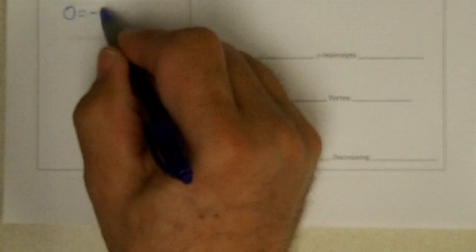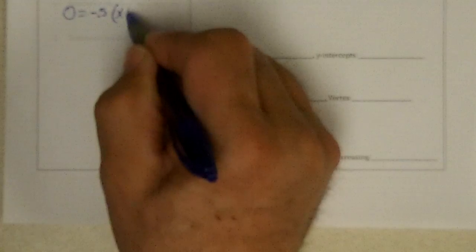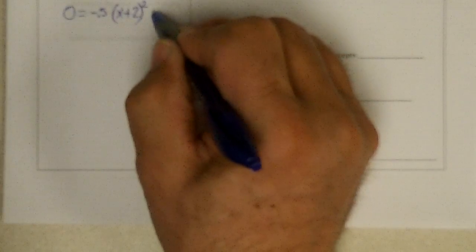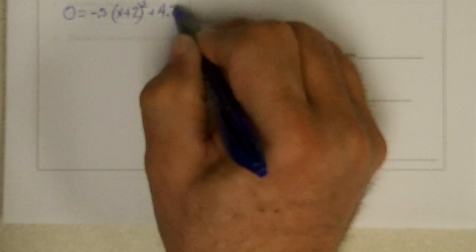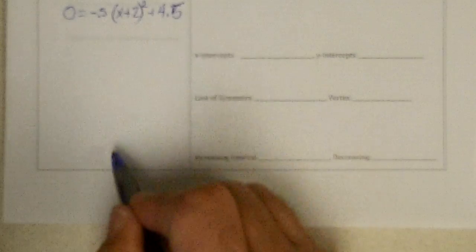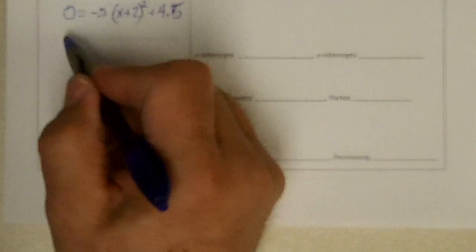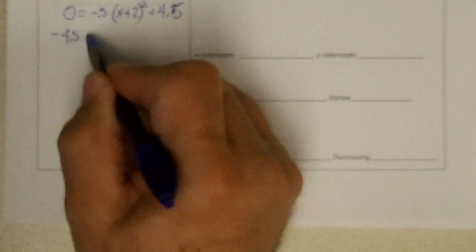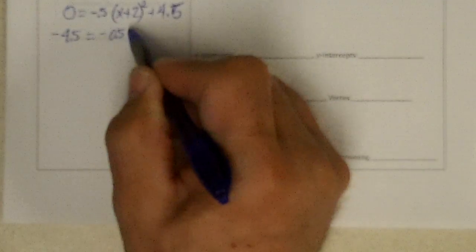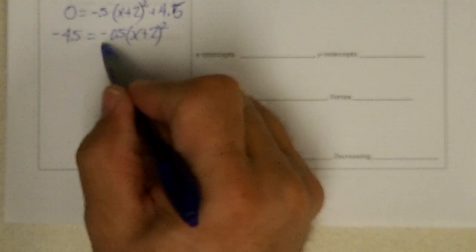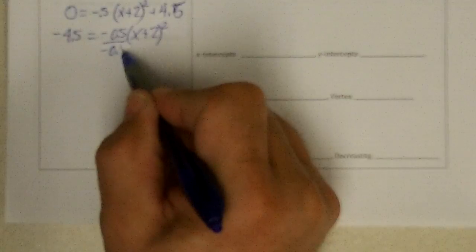A lot to that. There's a lot of points on this first page. And then the last one here. So x-intercepts, that means y is 0. So I got negative 0.5 times the quantity x plus 2 squared plus 4.5. And I'm setting y equal to 0. So I will subtract 4.5 from both sides. And to solve this, the next thing I'd have to undo is to multiply by negative 0.5 by dividing by negative 0.5.